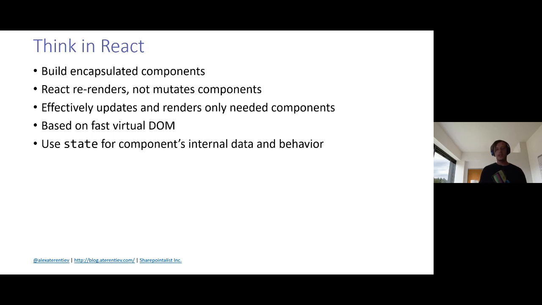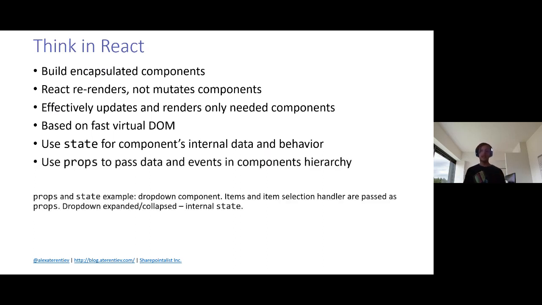And probably when you heard somebody talking about React, you heard about state and props, right? The state object is used to provide a control's internal data or internal behavior, and props are used to pass data and events from parents to children. A good simple example of props and state is the drop-down component. In a drop-down component, items and the item selection handler are passed as props, and whether the drop-down is expanded or collapsed is just the internal state of your drop-down.